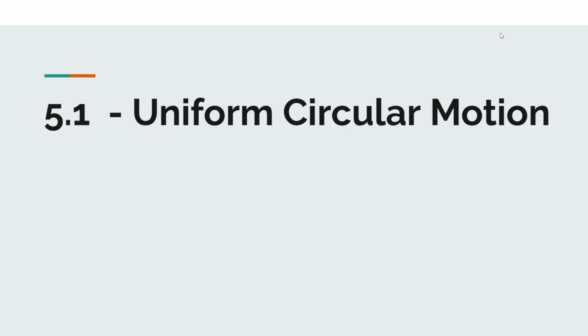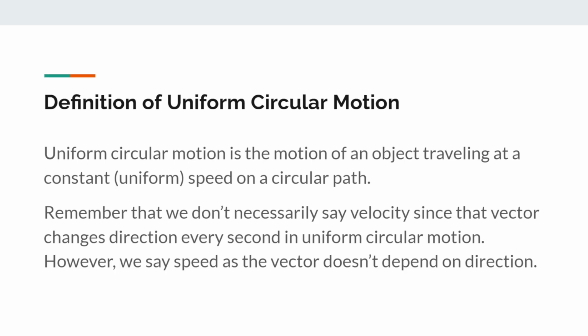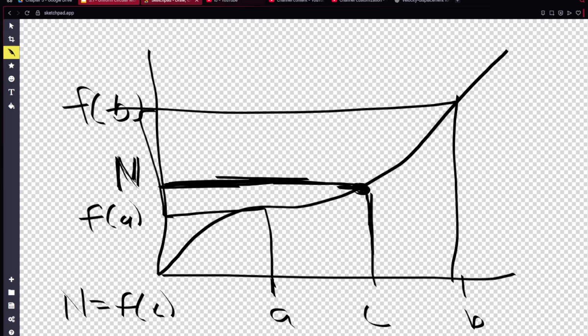5.1, uniform circular motion. So this is basically what happens when you go around a circle. The definition, as I just said, of uniform circular motion is the motion of an object traveling at a constant uniform speed on a circular path.